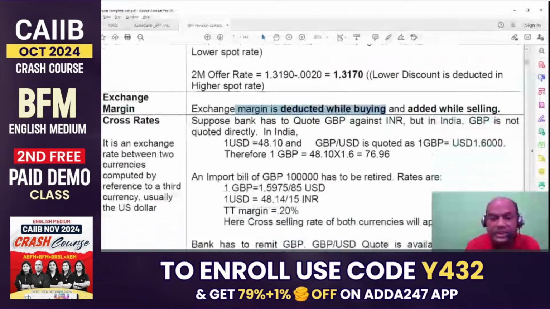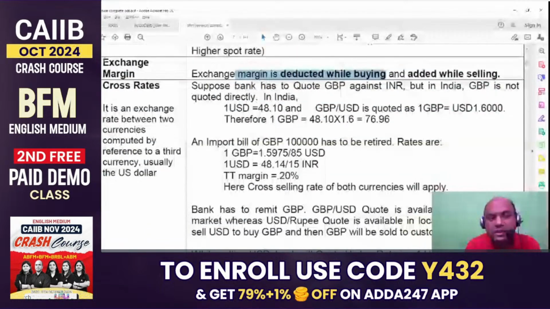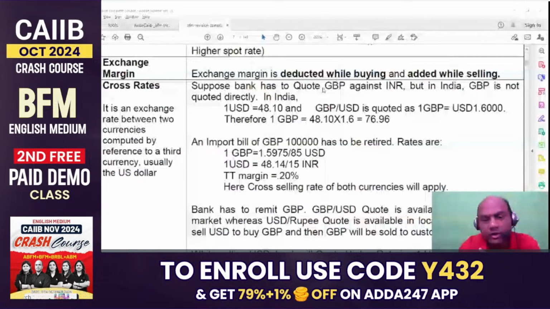Exchange margin is deducted while buying and added while selling. Now this is about exchange margin. Now look at this. There are always two margins or two rates. In any forex problem, you have to focus on 3 points. Number one, whether you have to take buy or sell. First one, very important one. Second important, forward rates, whether forward rates are asked, and if they are asked, then whether it's premium or discount. And third one is exchange margin.